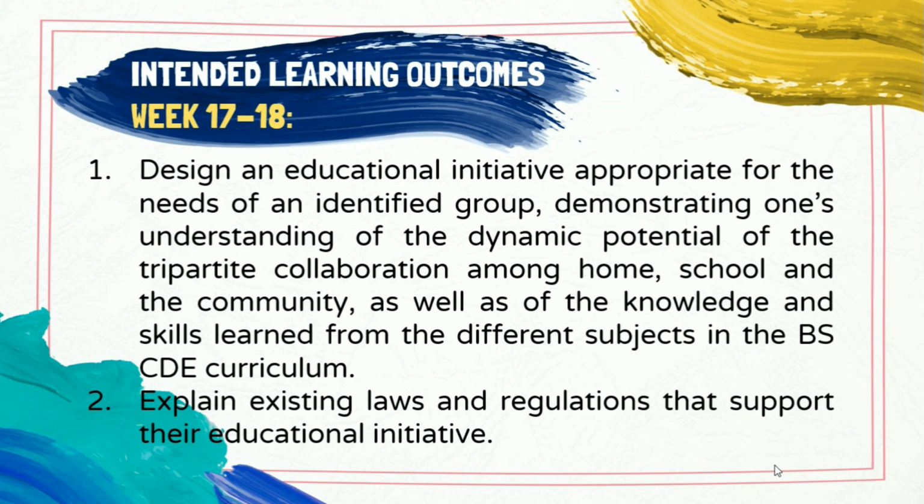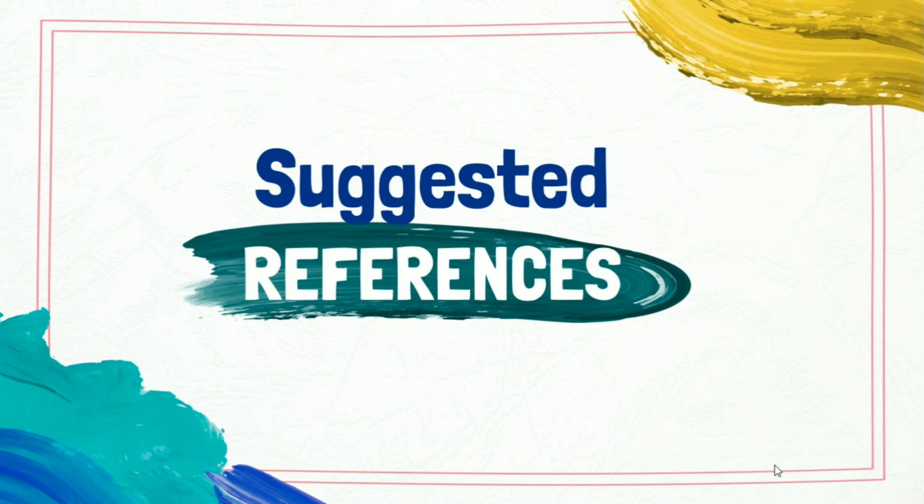Number 1, design an educational initiative appropriate for the needs of an identified group, demonstrating one's understanding of the dynamic potential of the tripartite collaboration among home, school, and the community, as well as of the knowledge and skills learned from the different subjects in the BS-CDE curriculum. Number 2, explain existing laws and regulations that support their educational initiative. Those are the intended learning outcomes for weeks 1 to 18. Now, here are the suggested references that can be used in this subject.